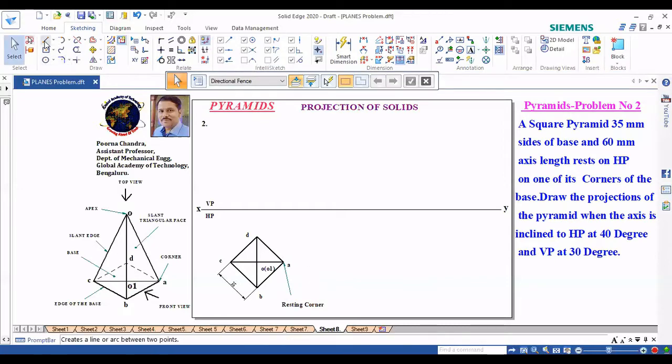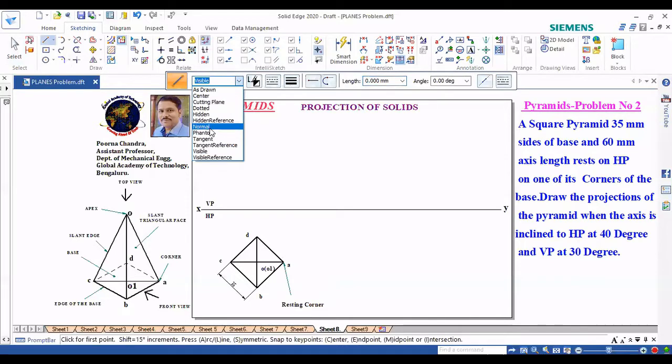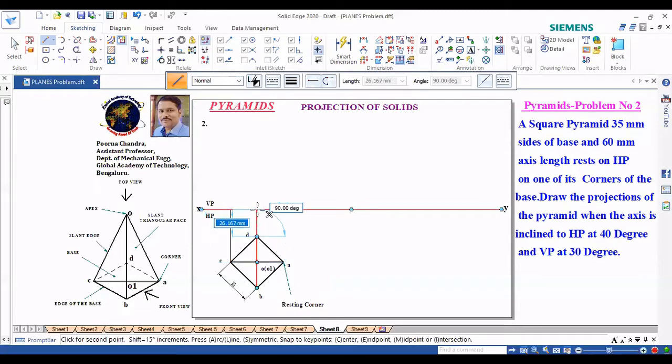Now when you watch from the front, how it looks is what we need to draw. First I'll project this upwards.